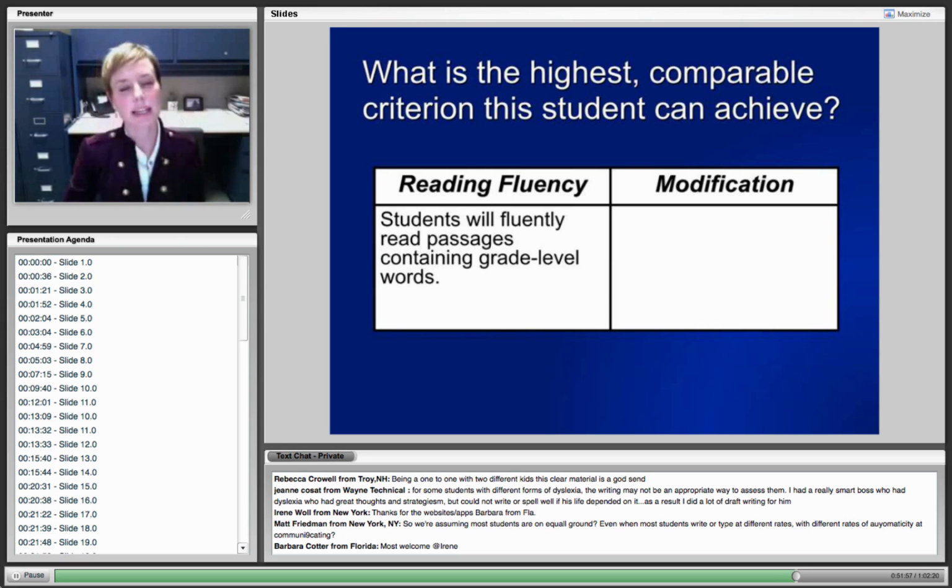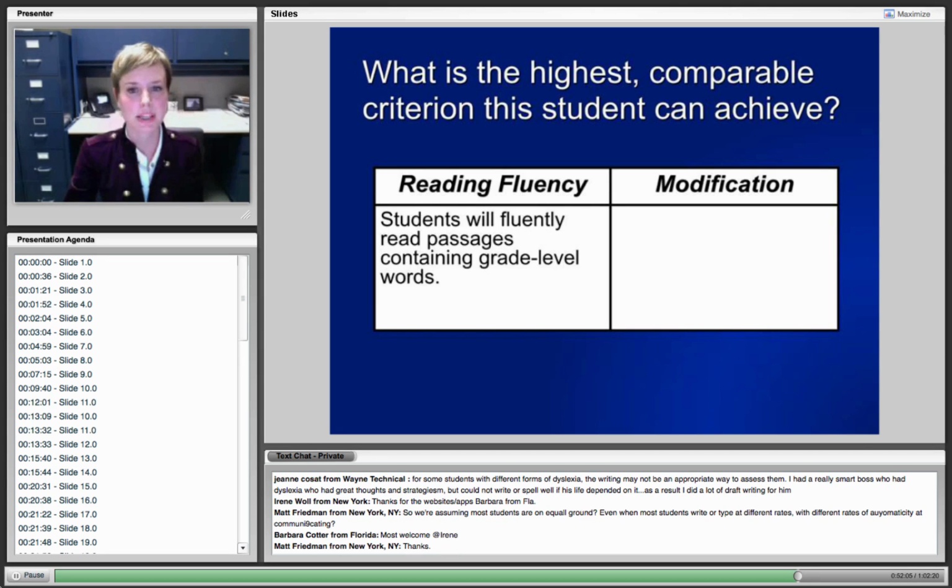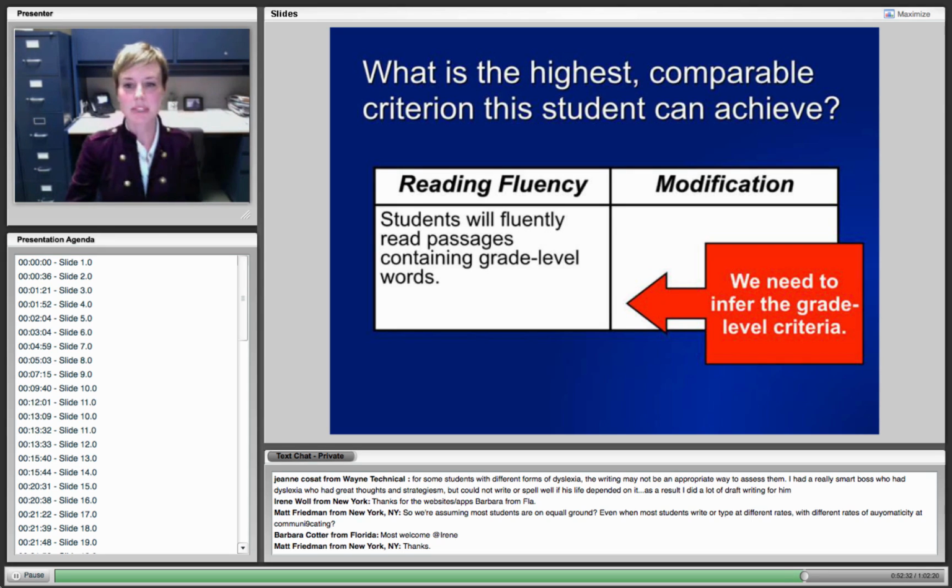And what we ask as teachers as we think about our assessments is, what is the highest comparable criterion that this student can achieve? And we calibrate our assessment on that target. So if we lean on a target of students will fluently read passages containing grade level words, yes, I recognize that reading pace is only one part of that, but it is a big part of it. It's an important part of it, and it is predictive of later success, as is pace with math facts. So we have to infer the grade level criteria.